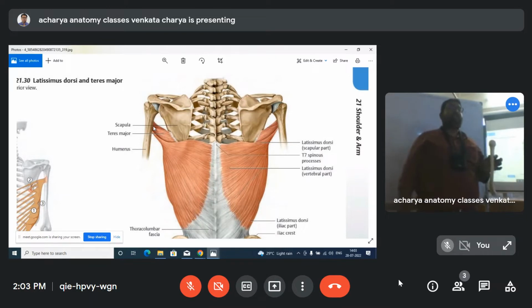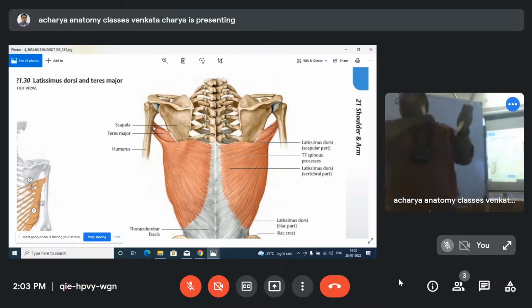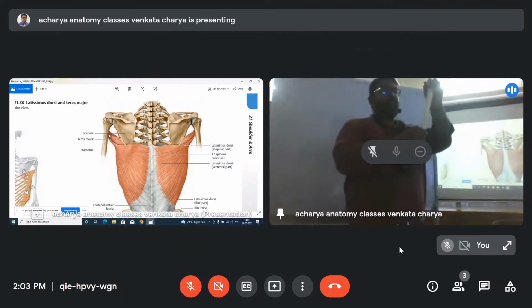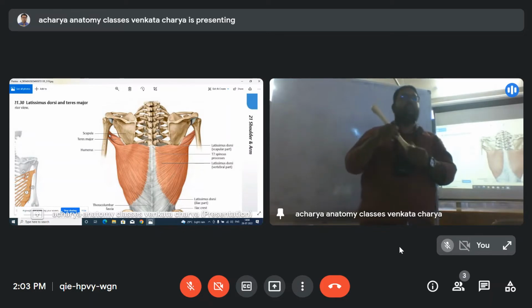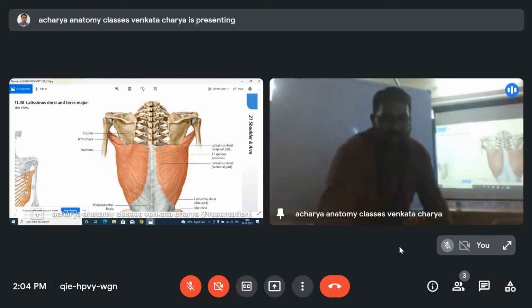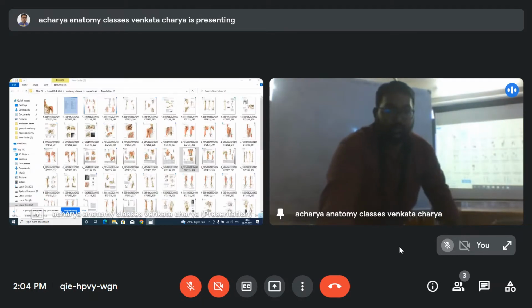Are you getting? Right? Next, come to the inferior end. So upper end and lower end. In the lower end, see here, there is a presence of two epicondyles, medial epicondyle and lateral epicondyle.